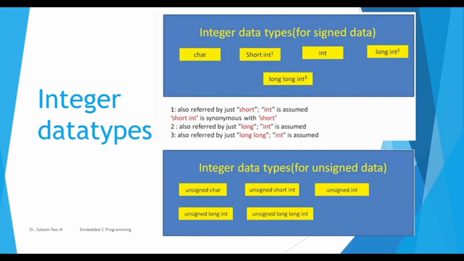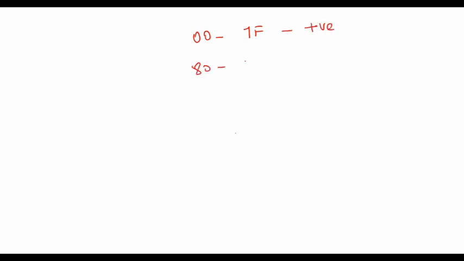So that's the scenario. So we know that now 00 to 7F, where MSB is 0, is a positive number, and 80 to FF is a negative number. Okay.